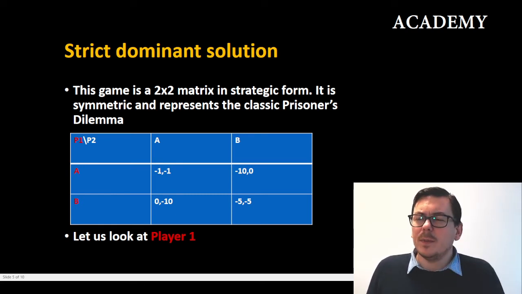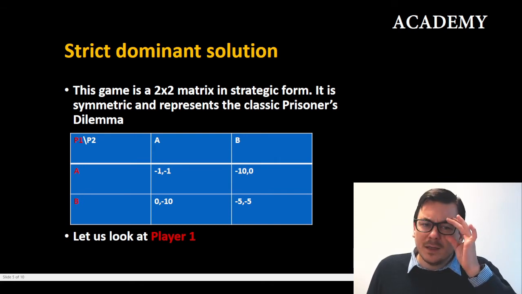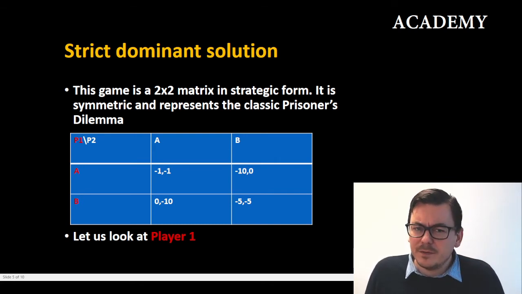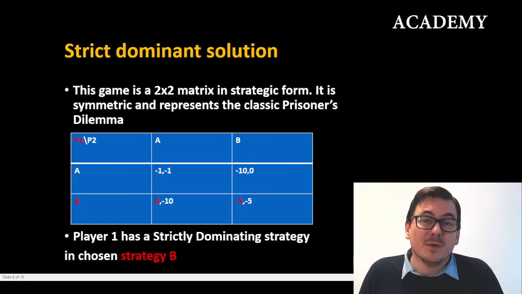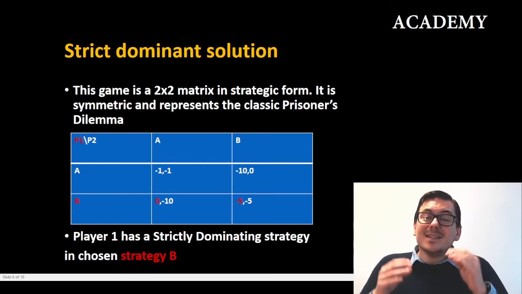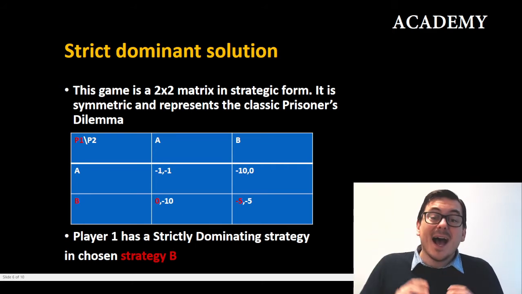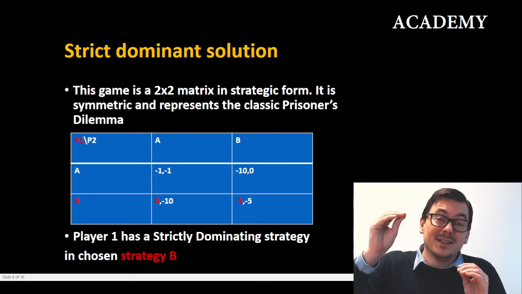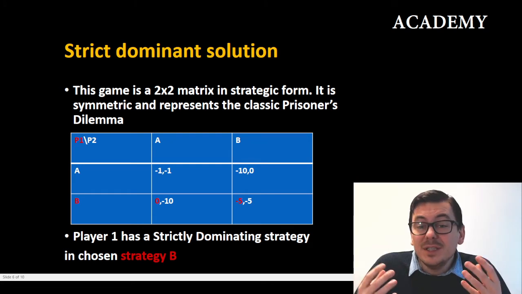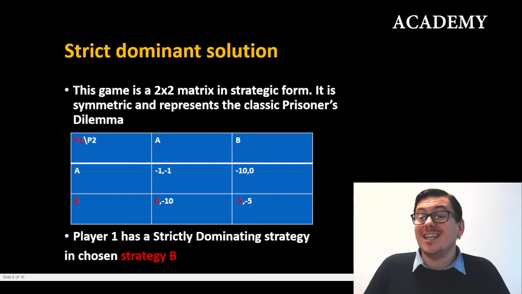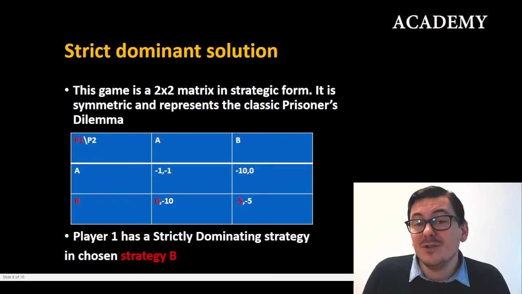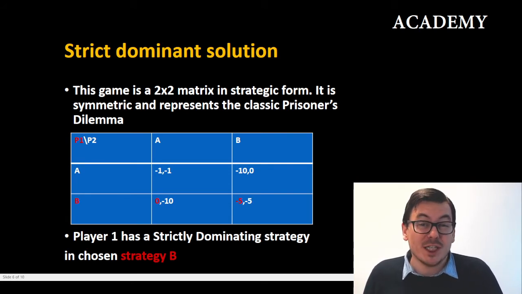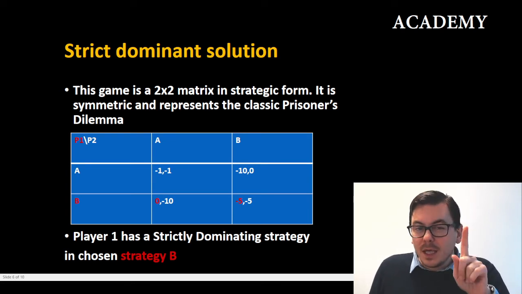When we look at these payoffs, we might already be thinking, oh, there are differences, there might be a preference, and there is. Of course, strategy B is the preferred strategy because 0 is better than -1 and -5 is better than -10, which would be the alternative if he chose strategy A. Therefore, we can say that player 1 has a strictly dominating strategy in choosing strategy B. So keep that in mind and let's go to player 2.